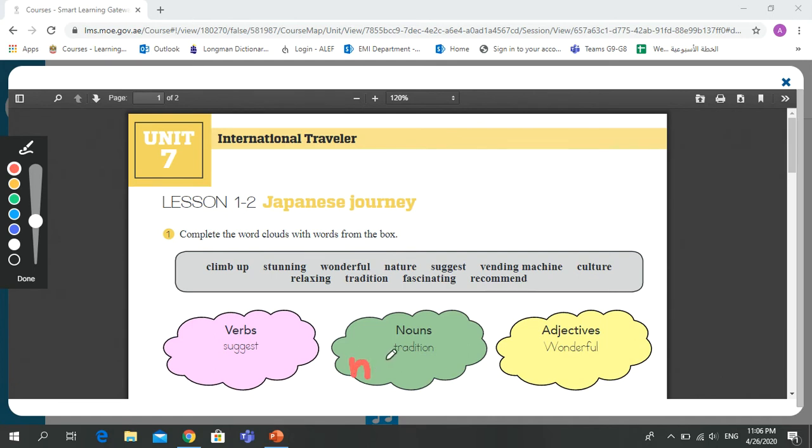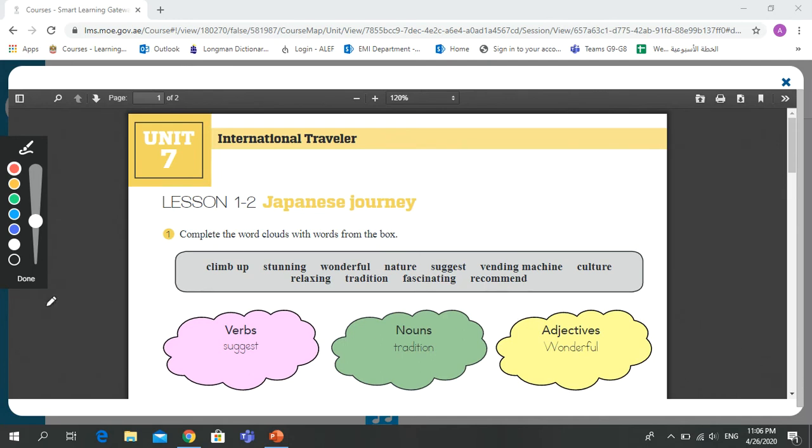Nature is something that is related to the green life around us. Trees, mountains, forests, rivers, all these are related to nature. The beautiful land around us, like the countryside. So it's a noun. Thank you. So nature is a noun.